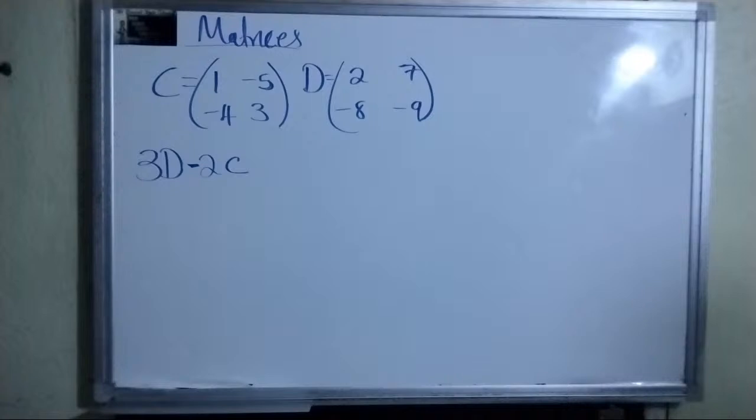So we have C equal to 1, negative 5, negative 4, 3, and D is equal to 2, 7, negative 8, and negative 9. And let's see who can finish it in 2 minutes or so. Let's go, guys, push yourself. You can see how much I love maths.